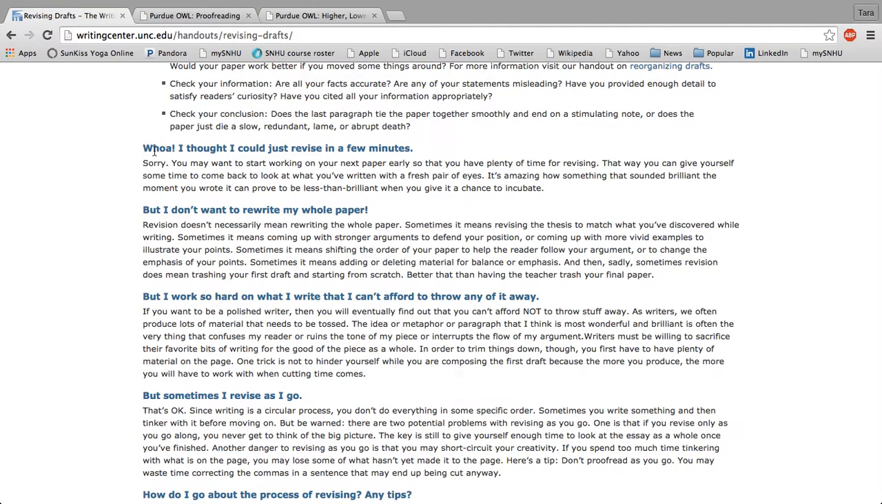This I love too, because I thought I could just revise in a few minutes. Make sure you set aside enough time to do this. And many people think that they revise as they go, but that's really not much of a revision. That's still part of a draft.